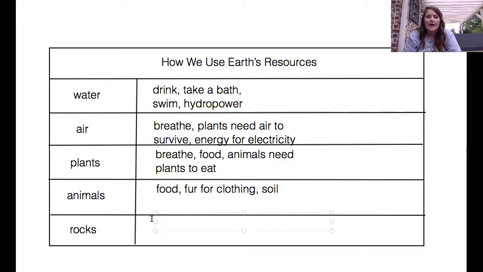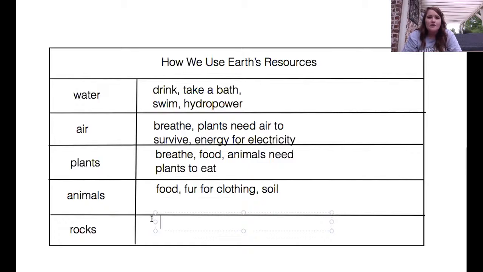And finally, our last resource is rocks. Why do you think we need rocks? I know our texts talk about a couple examples. They showed us some pictures on the very first page of what we use rocks for. Why do we need rocks?